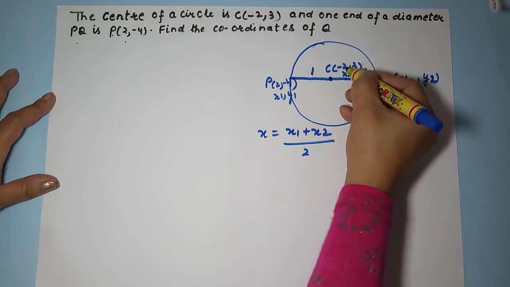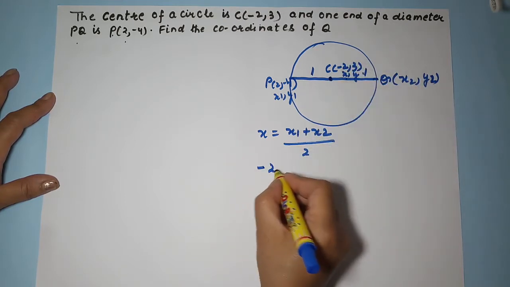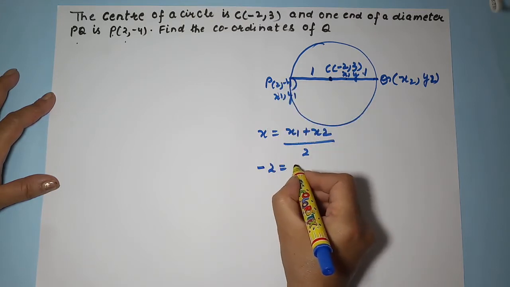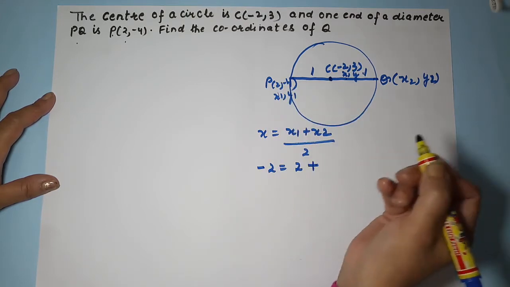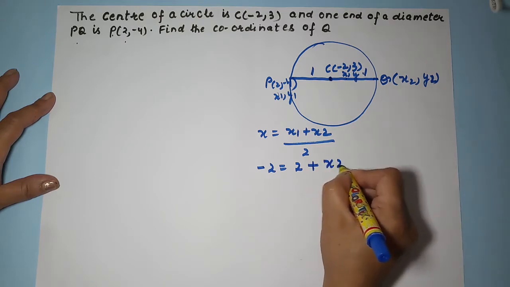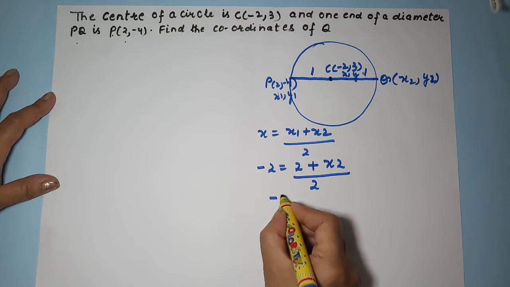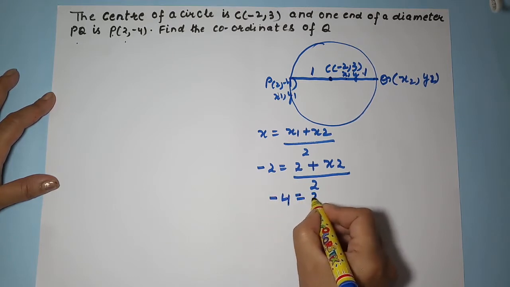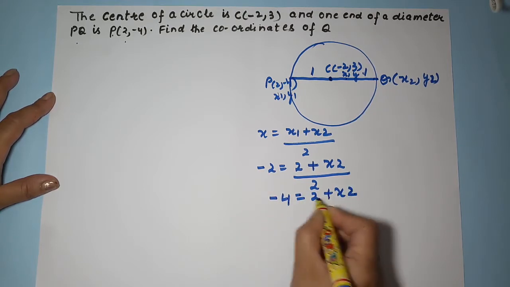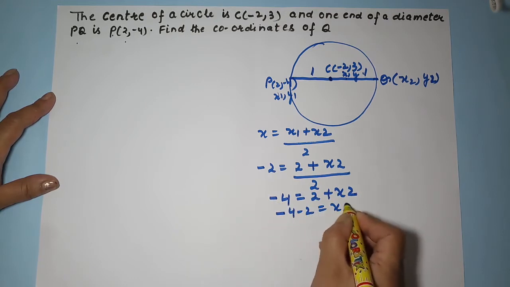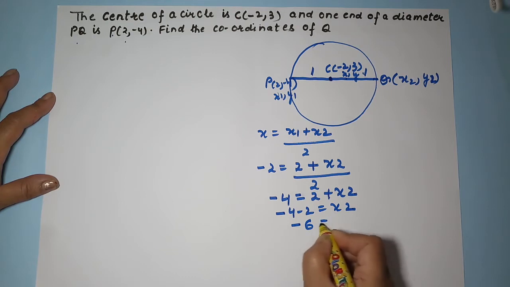So x is given, minus 2 equal to, what is my x1? This is always my x1. So x1 is 2 plus, what is my x2? I don't know, that I have to calculate, divided by 2. Let me cross multiply. This will become minus 4 equal to 2 plus x2. If I shift this side, this will become 4 minus 2 equal to x2. So minus 6 is equal to x2, right?